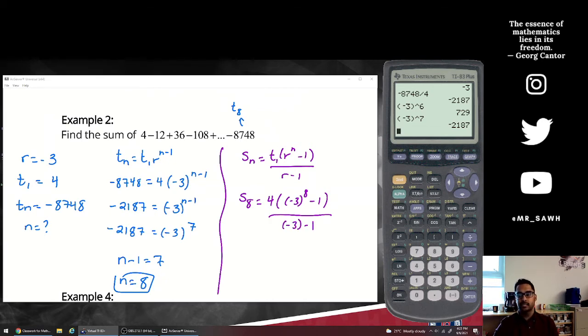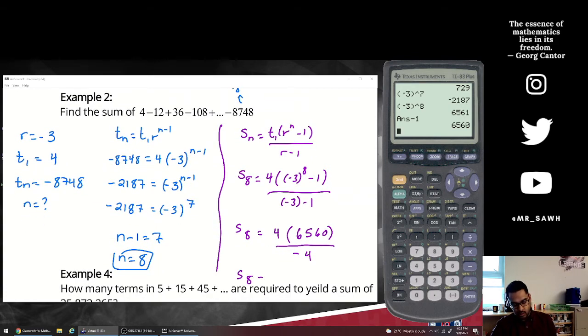So be careful with the signs. They cause a problem for a lot of people, especially with negatives. So the sum of your first 8 terms, 4. And then in brackets, let's do our negative 3. Right, so negative 3 to the power 8 minus 1. So 6560. Whole thing divided by negative 4. Right, and it's negative 4 because I'm going to do negative 3 minus 1. Works out to be minus 4. The 4's will cancel. My negative will stay. So the sum of the first 8 terms is negative 6,560.